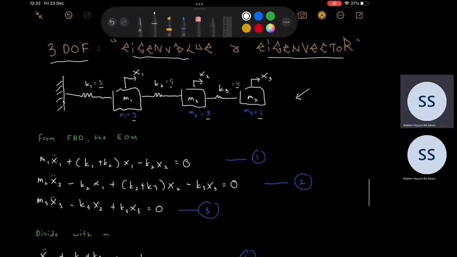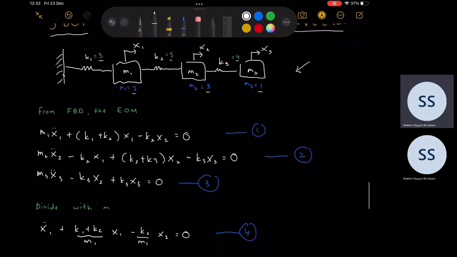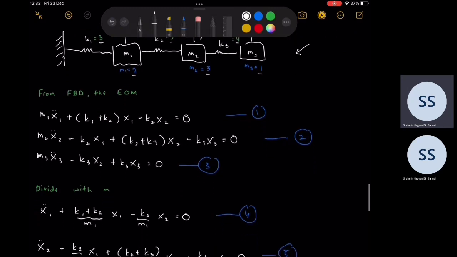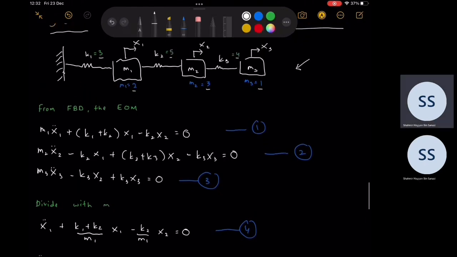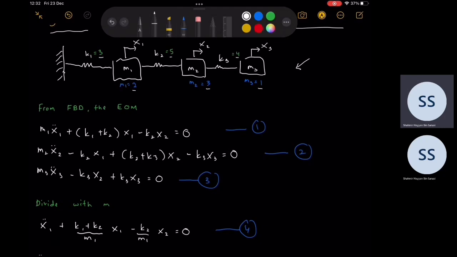First, what you need to do is develop the equation of motion from the free body diagram. You can refer to my other videos that show you how to develop the equation of motion. From this 3-degree of freedom system, we will have 3 equations: the first equation is for mass 1, equation 2 is with respect to M2, and equation 3 is with respect to mass 3.